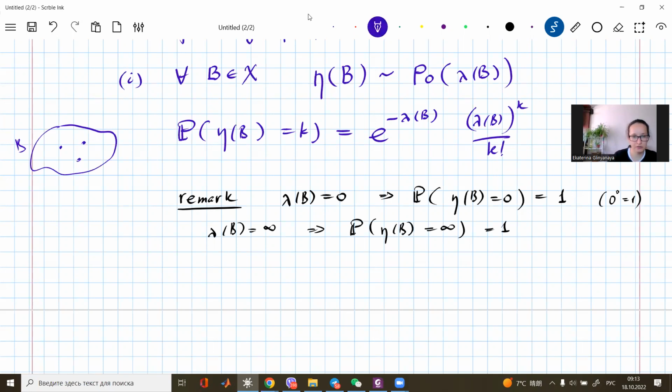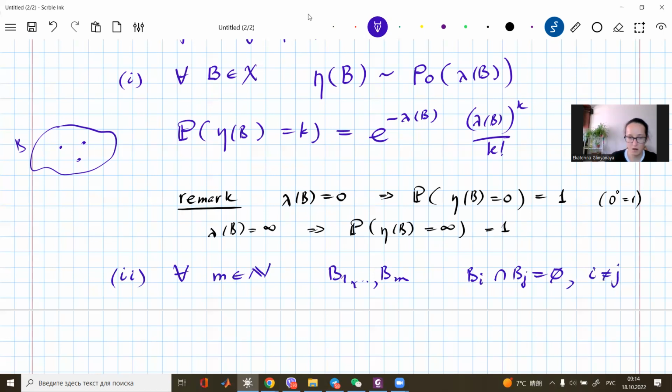Okay, and I continue the definition. The second assumption for a Poisson process is that if I fix any number of disjoint subsets B_1 and so on, B_m, they are disjoint, B_i intersect B_j is equal to empty, then the random variables eta of B_1 and so on, eta of B_m are independent.